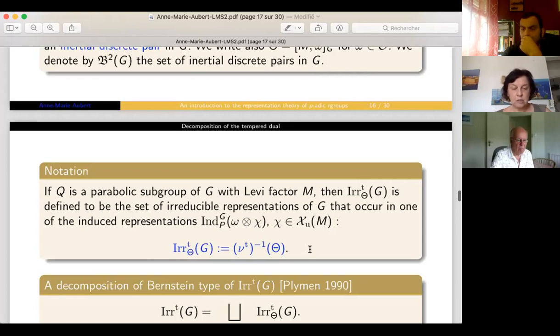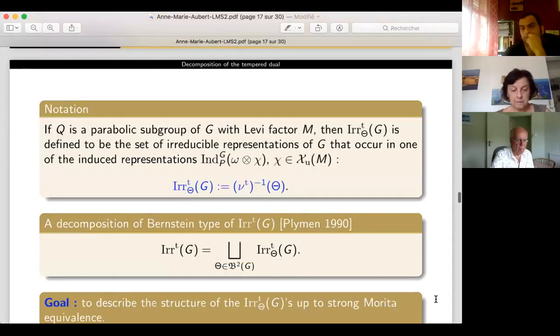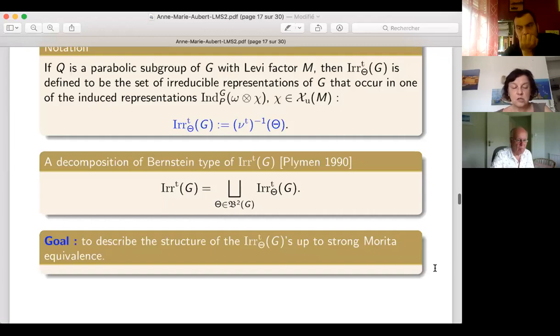And the interest of this notion is that we get the following decomposition of the tempered dual of G, which is due to Roger Plymen: you can write the tempered dual of G as a disjoint union over the inertial discrete pairs theta of the sets just defined above, Irr_t^theta(G). And what would be the goal? The goal is to describe the structure of each component up to strong Morita equivalence. As far as I know, in general it's not known, but we have a result in several cases.